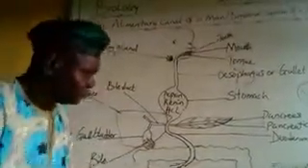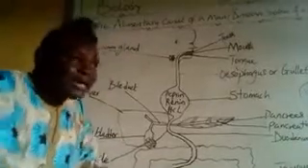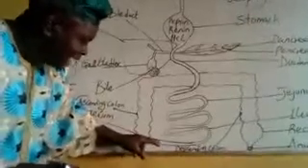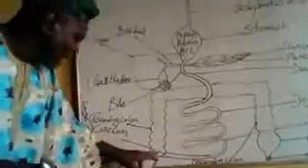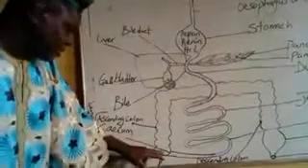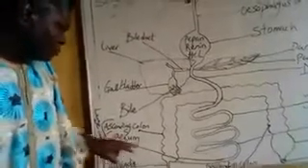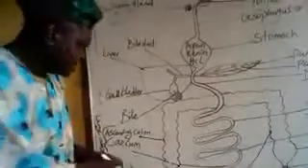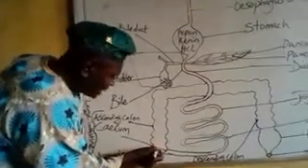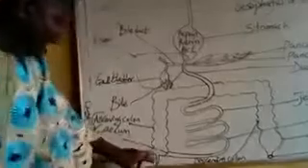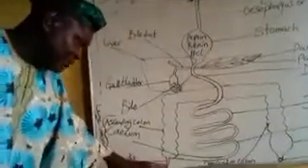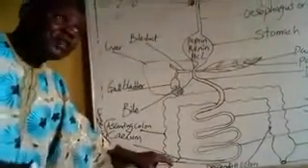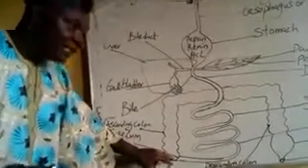Alright? The undigested food, the one that is not digested and the one that is not useful to the body, will now move from the small intestine down to where we have the caecum. Look at the caecum. The caecum is part of the large intestine. Here we have the appendix. Minor digestion of food takes place in the caecum.